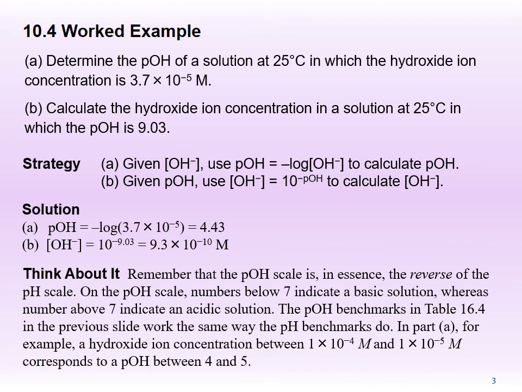Remember that the pOH scale is, in essence, the reverse of the pH scale. On the pOH scale, numbers below 7 indicate a basic solution, whereas numbers above 7 indicate an acidic solution. The pOH benchmarks in Table 16.4 in the previous slide work the same way the pH benchmarks do. In Part A, for example, a hydroxide ion concentration between 1 times 10 to the power of negative 4 molar and 1 times 10 to the power of negative 5 molar corresponds to a pOH between 4 and 5.